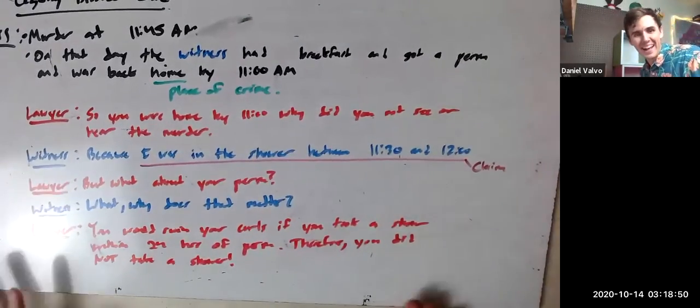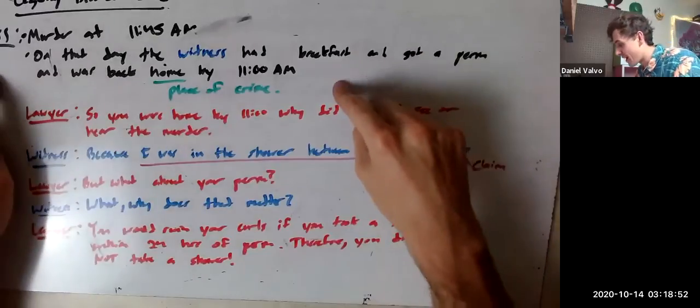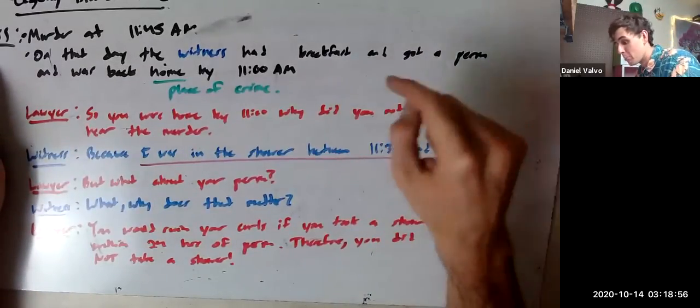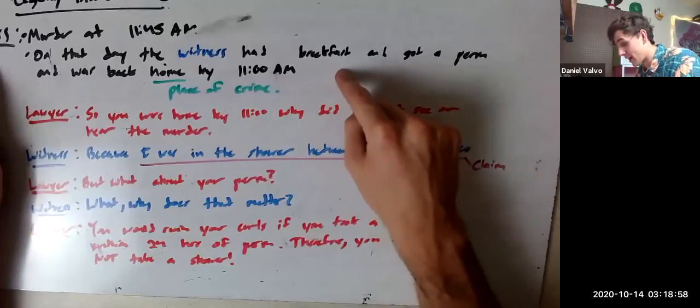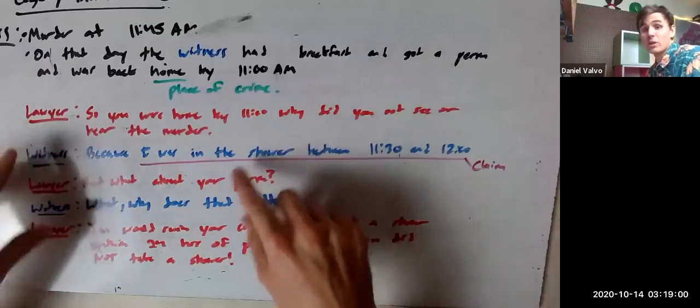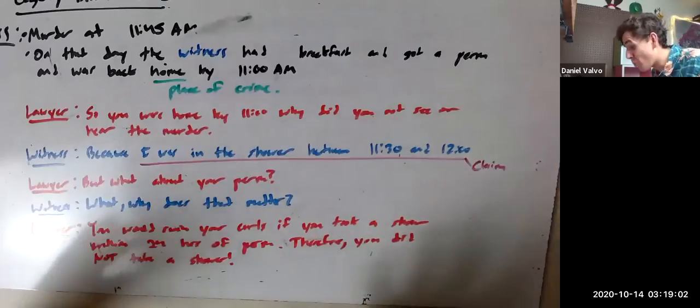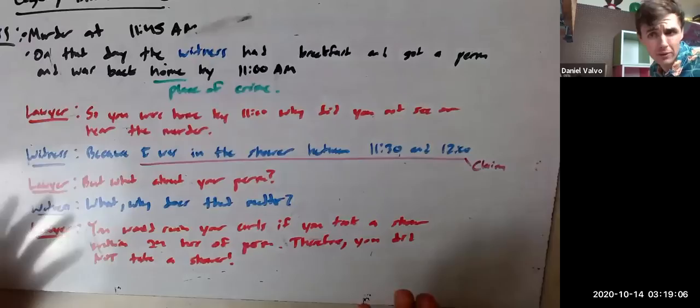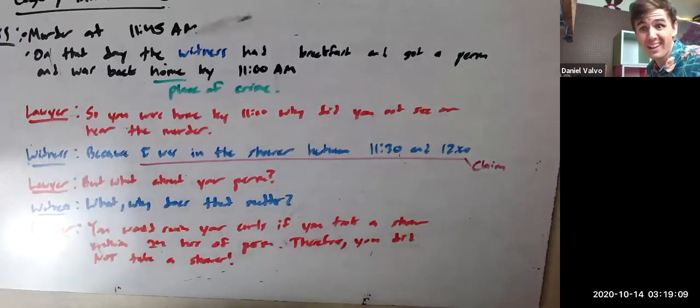So here's what's happened. We know for a fact that the witness had breakfast and got a perm that morning, right before 11 a.m. And so the lawyer asks, okay, so you're home at 11 a.m. Why did you not see or hear the murder? And the witness goes, oh, that's simple. I was in the shower at 11:30, 11:45, or 11:30 at noon at the time of the murder.